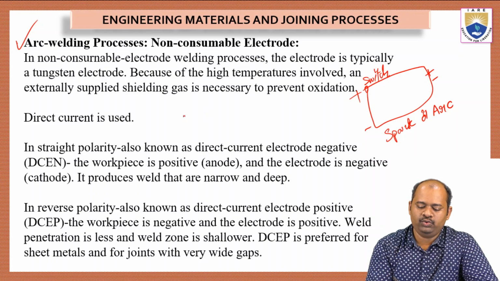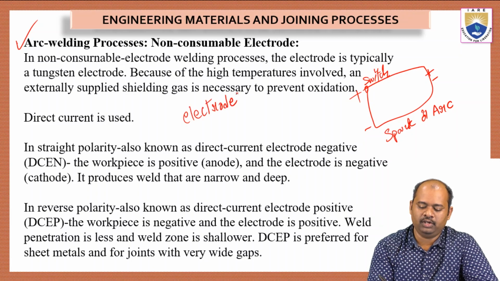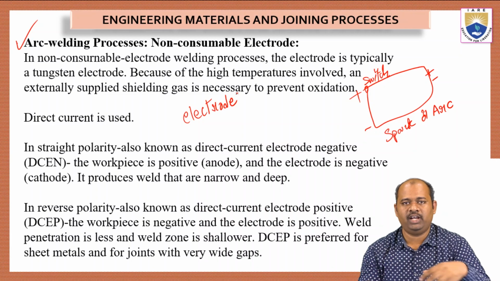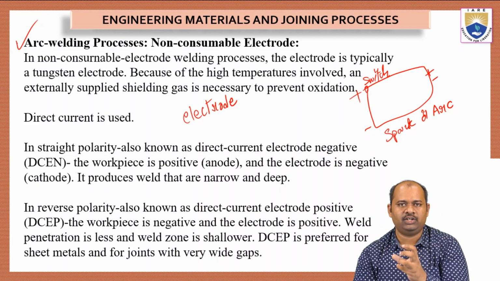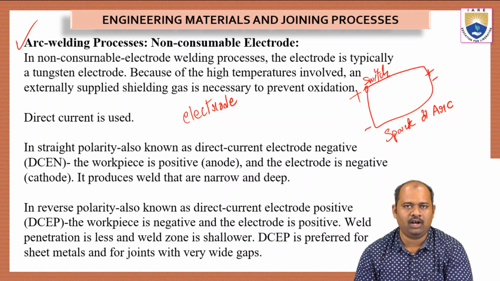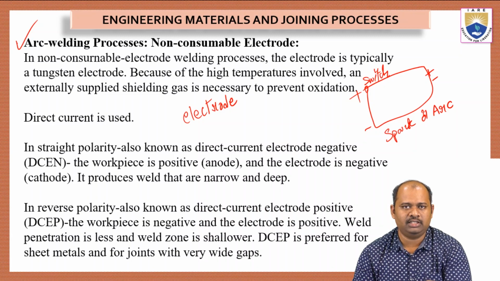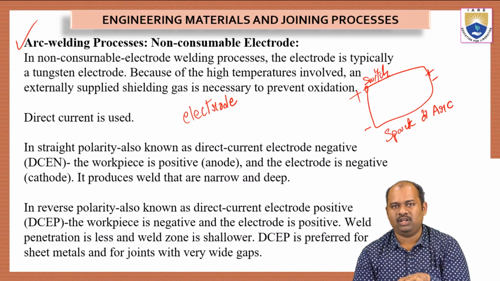So we have to use an electrode which is not consumable, which means it is not consumed while welding. In some other arc welding types, there are electrodes which are consumable. That is why we have clearly referred to this as non-consumable arc welding. So what is non-consumable arc welding?